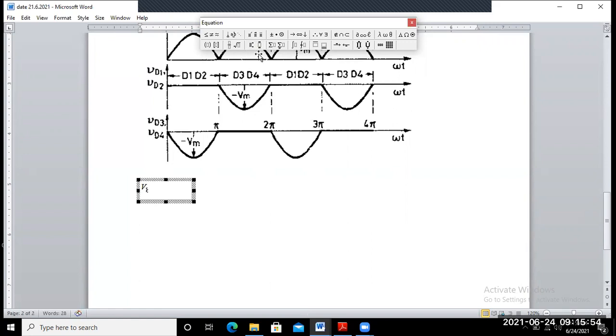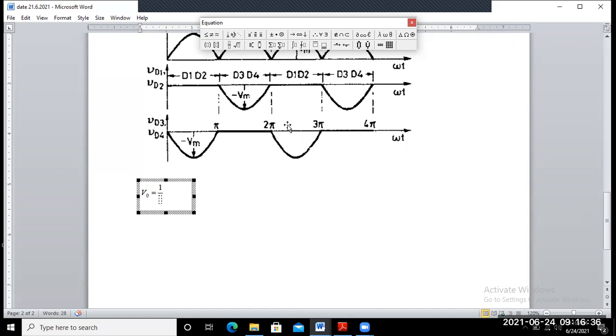So V0 is equal to, what is the basic formula for the average value? 1 by time period. So what is the time period for this waveform? Can you tell me? This one starts from 0 to pi and again pi to 2 pi. So this waveform repeats with an interval of pi. So the time period is pi for this waveform.